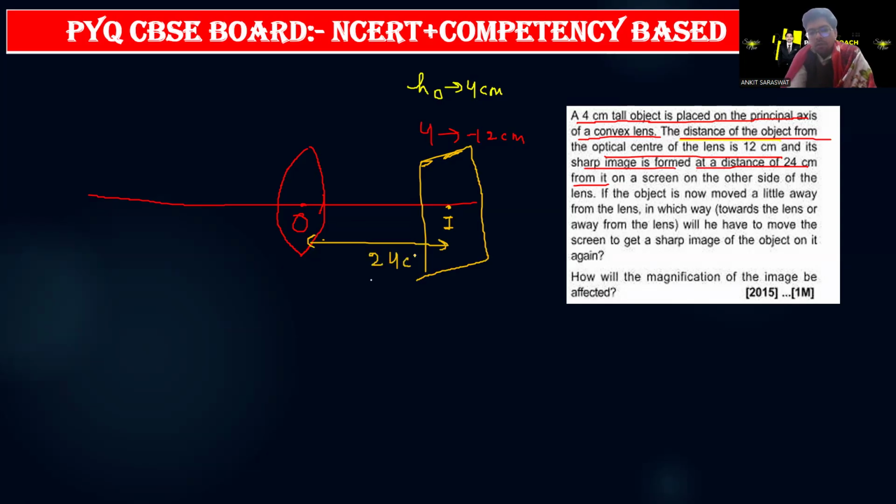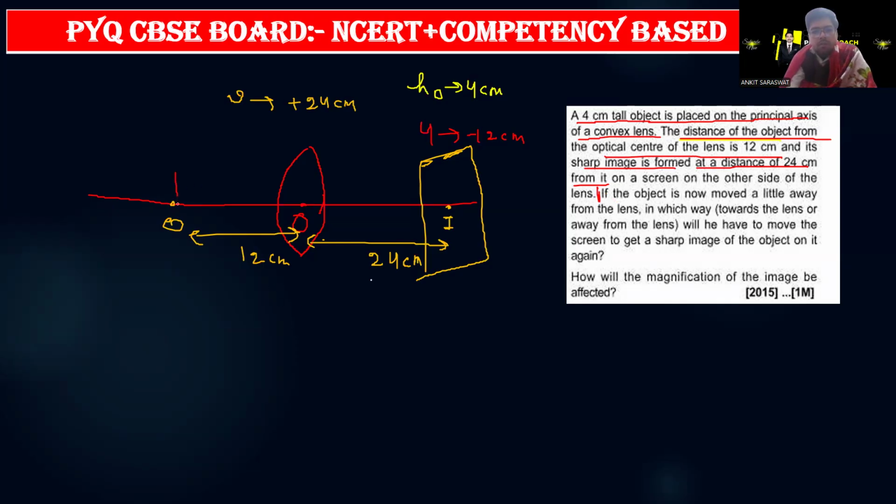Reading the question is a very good skill. The object is here, so always read the question first. This is 12 centimeter. v will be plus 24. If the object is now moved a little away from the lens, later we will see this. First of all, find the focal length.